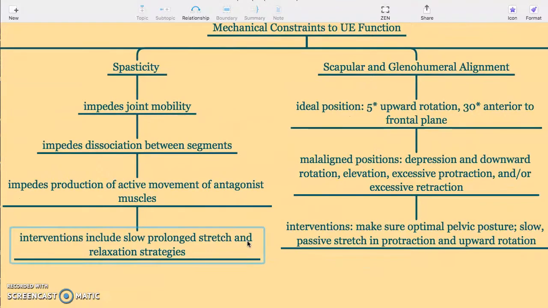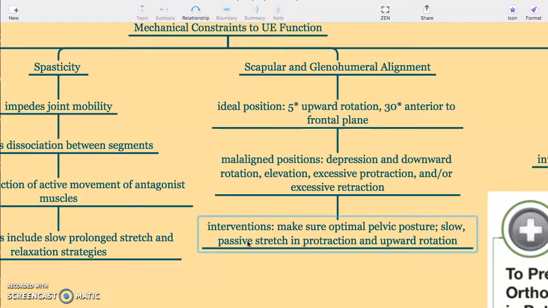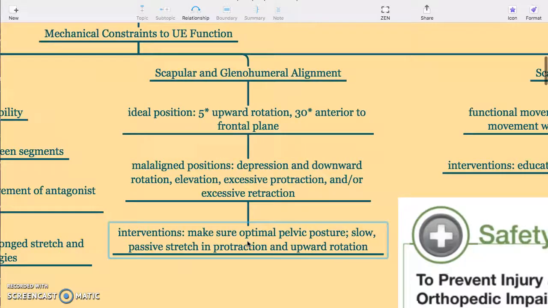For functional motion of the hands and arms to occur, the scapula needs to be in positions of 5 degrees of upward rotation and 30 degrees anterior to the frontal plane. After a stroke or brain injury, several misaligned positions can occur, such as depression and downward rotation, elevation, excessive protraction, and/or excessive retraction. All of these inhibit function. Interventions that can help this mechanical constraint include making sure the pelvis is in optimal alignment and slow passive stretch in protraction and upward rotation of the scapula.